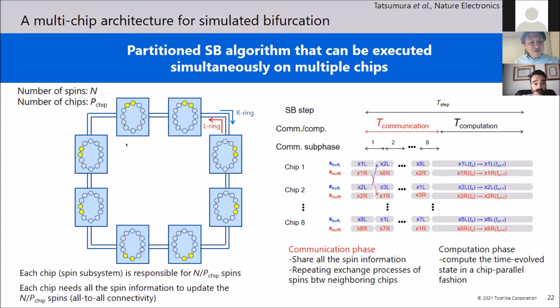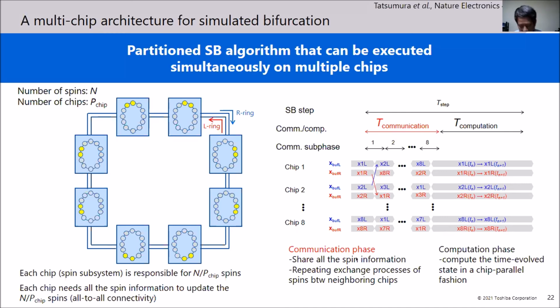The right figure shows the timing chart. There are two operational phases: communication and computation. In the communication phase, each chip shares all the spin information by repeating the exchange process of spins between neighboring chips. In the computational phase, the chips compute the time-evolved state in a chip-parallel fashion.